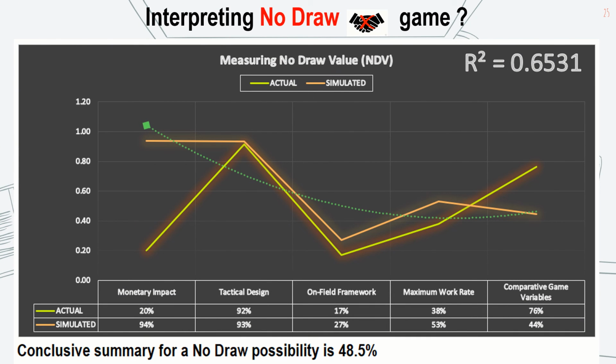NDV is by far our standard formula used for calculating a percentage of game intensity and effects, involving components like monetary impact, tactical design, on-field framework, maximum work rate, and comparative game variables. These data contain similar simulated magnitude of change data as continuous exploration of actual game behaviors. There is a paucity of studies exploring the effects of what possible triggers may occur within these given regressed conditions.